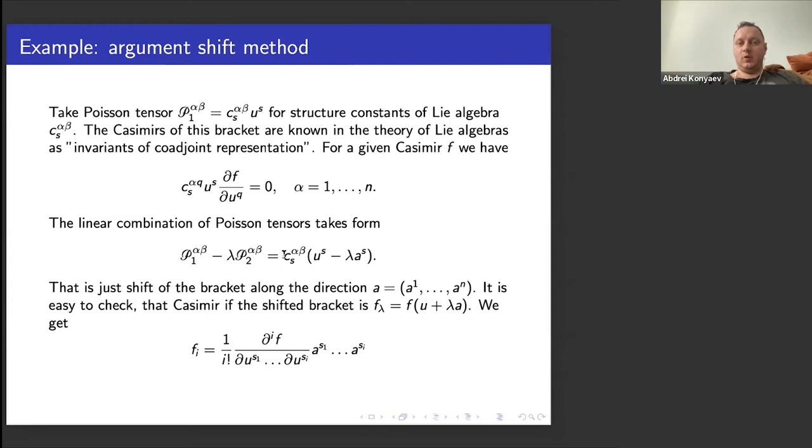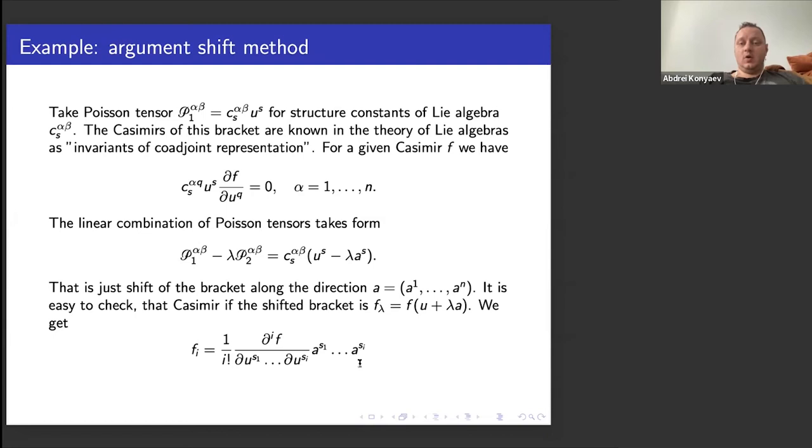Because they're linear, and because you use the same constants, you can put A inside. And if you put A inside, you find that the Casimirs you're looking for, the ones that depend on lambda, are very simple. You need to take your original Casimir, the one you found in the book, and substitute u plus lambda A. This is the constant, this is lambda. Then you decompose it in lambda into a series. Those are the coefficients of such decomposition.